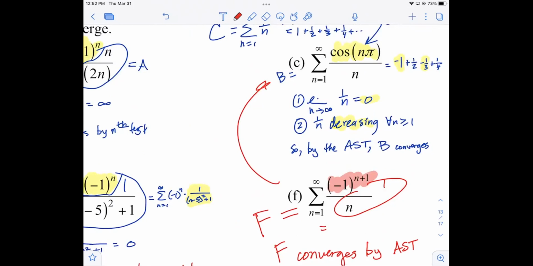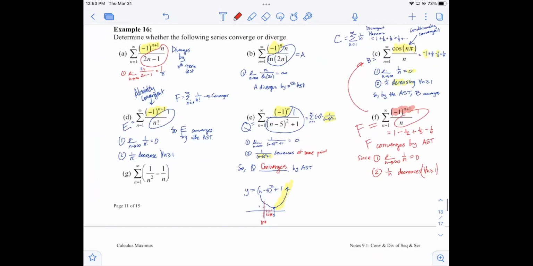Right, it alternates. This time when you plug in a 1, you're squaring it first. So this one is 1 minus a half plus a third minus a fourth. So it's a little bit different. The sum's going to be a little bit different. It's going to actually be a positive number instead of a negative number. Sums can be negative. That's what B was. It started with a negative 1, so it's going to be a negative sum. They're both conditionally convergent. Very good. You got the alternating series test down, right? Pretty easy to spot, hopefully.